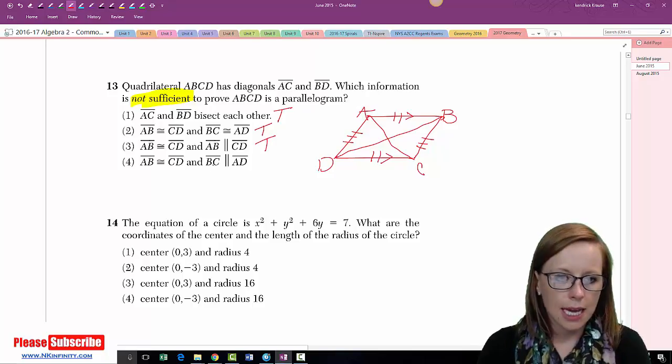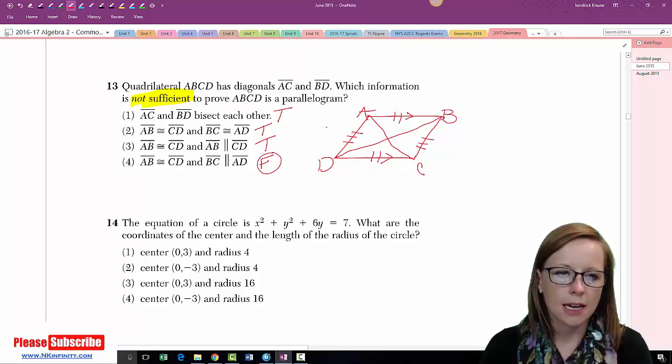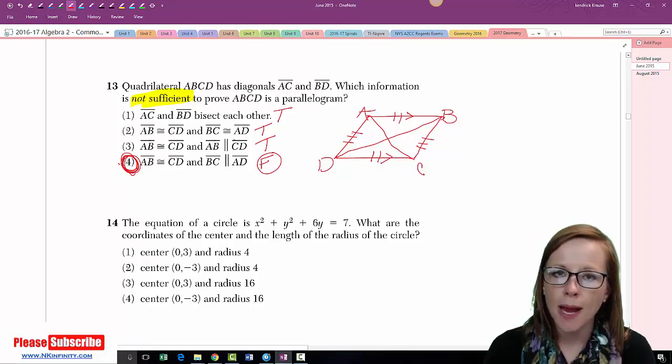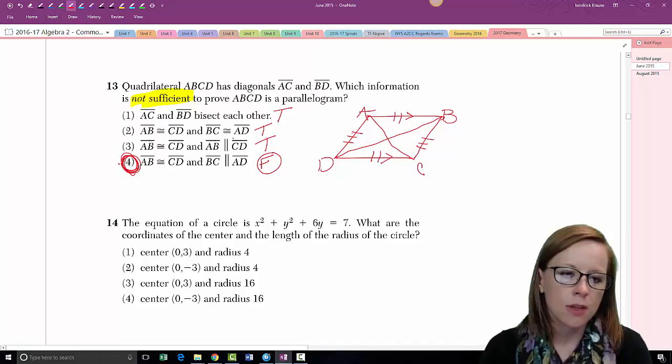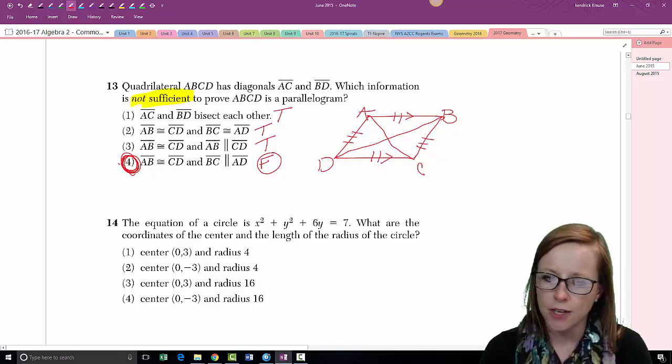AB congruent to CD and BC parallel to AD. That doesn't work, having the opposite pairs. So this would be false. That is not enough information. So choice 4. You can prove it when the same pair is congruent and parallel, but the different pairs being congruent and parallel are not sufficient.